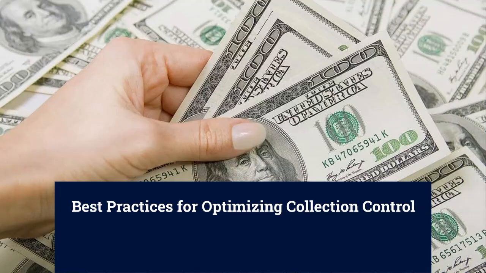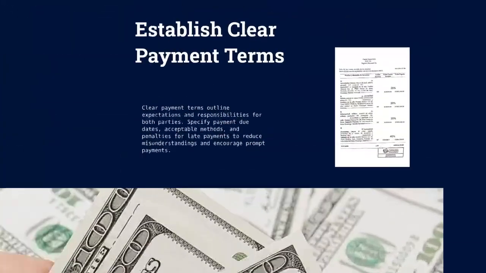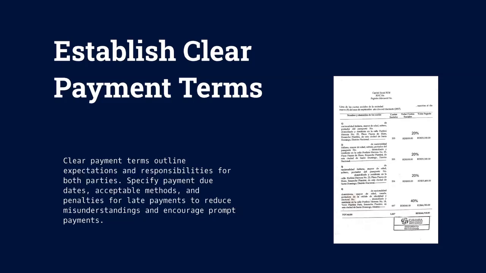So some best practices for optimizing collection control. First of all, establish clear payment terms. Clear payment terms outline expectations and responsibilities for both parties. Specify payment due dates, acceptable methods, and penalties for late payments to reduce misunderstanding and encourage prompt payments. And this last part, the penalties for late payments, is key.